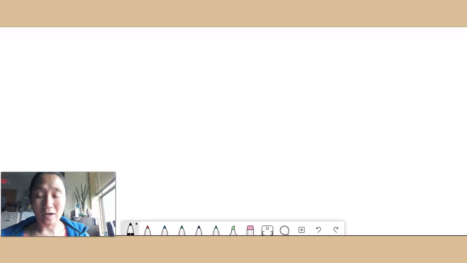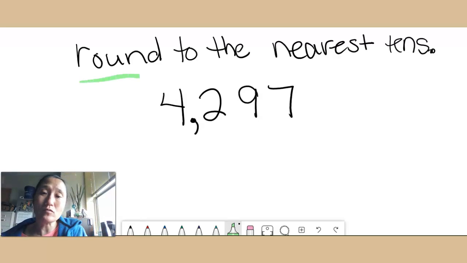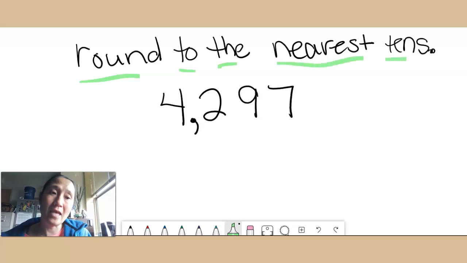Hello, my fourth grade mathematician friends, and we're going today to look at rounding. So let's get a number out here to look at, okay? So here I have a lovely number, and it says here, if we're reading it, round to the nearest tens.